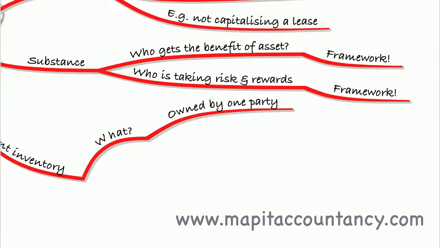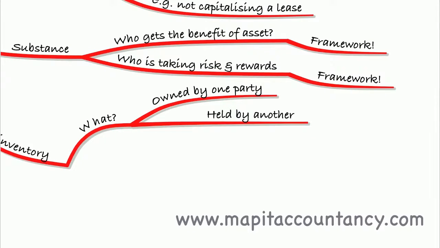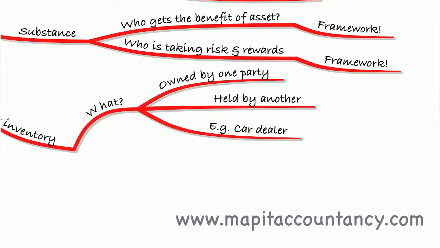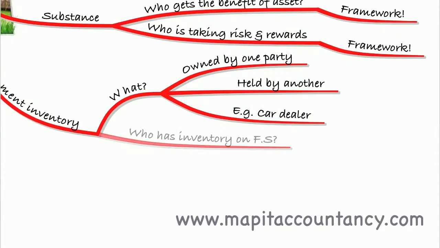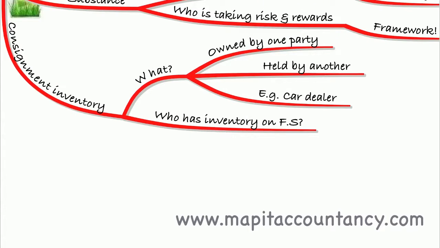Remember, this is inventory that's owned by one party and held by another. For example, a car dealer. And we're asking here, who should have that inventory on their financial statements? Is it the manufacturer who gives the cars to the dealer? Or is it the dealer who holds the cars on their premises?